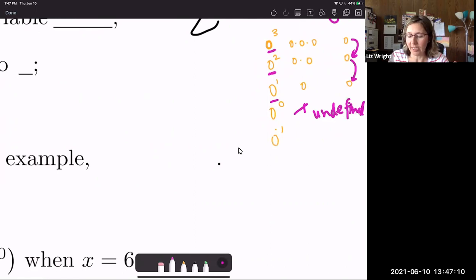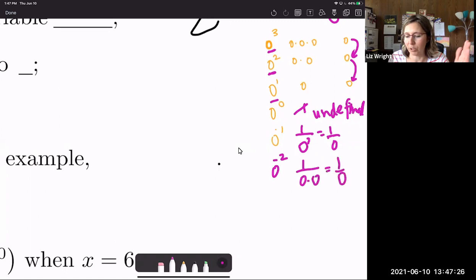And then this 0 to the negative 1 would actually mean 1 over 0 to the first, which is 1 over 0. Does that make sense? Can we have 0 in the denominator? No. So even if you kept going, if we had 1 over 0 times 0, that equals 1 over 0, which is again undefined. So this is also undefined. The only exponent that you can take 0 to is some number that is greater than 0. So it cannot equal 0 and it cannot be anything less than 0. All right.